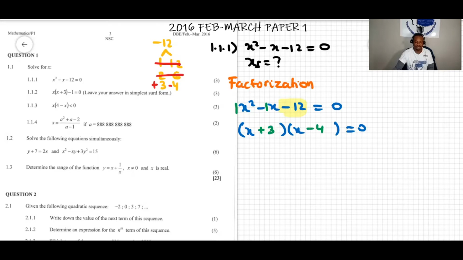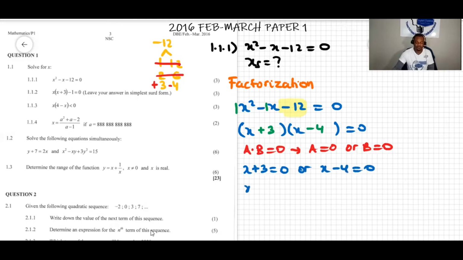Okay? Then there's a property in mathematics that says if you have a times b equal to 0, it means that we can write a equal to 0 or b equal to 0. Then this means we can do x plus 3 equal to 0 or x minus 4 equal to 0. Then we can solve for x. When we move the positive 3 over, x is equal to -3, that's a value of x, or x is equal to 4, but also a value of x. So those two values are the solution of this quadratic equation.